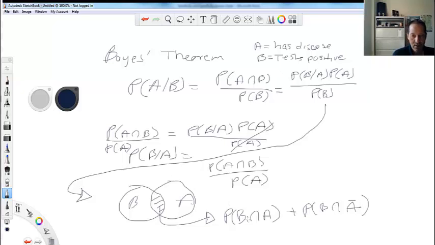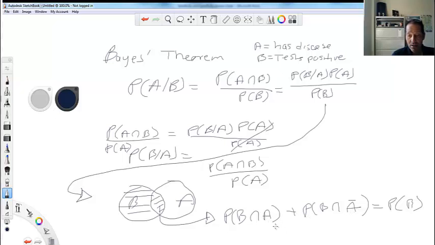All right, so the total probability of B is going to equal this part of B that is shared with A, so it's the probability of B intersection with A, plus this part of B right here that is not shared with A. So it's the probability of the intersection between B and not A.